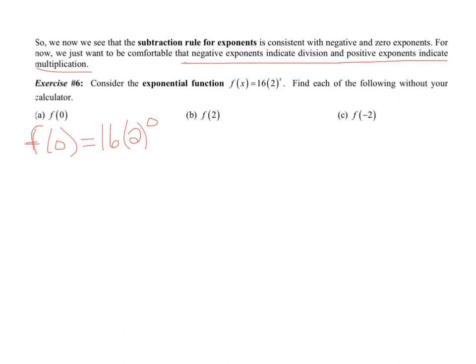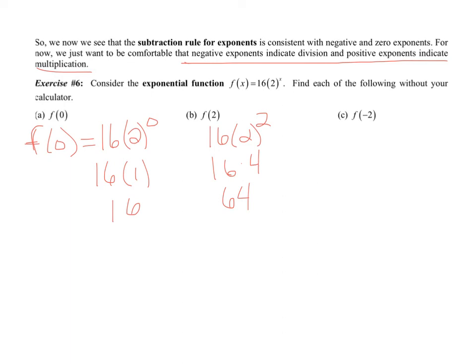Now I want to continue to simplify that and work that problem out. So what is 2 to the 0 power? 2 to the 0 power is 1. So I'm going to do 16 times 1, which gives me an answer of 16. Now we're going to put 2 in for the x. F of 2 equals 16 times 2 squared. What is 2 squared? 4. 16 times 4 is going to give me 64.